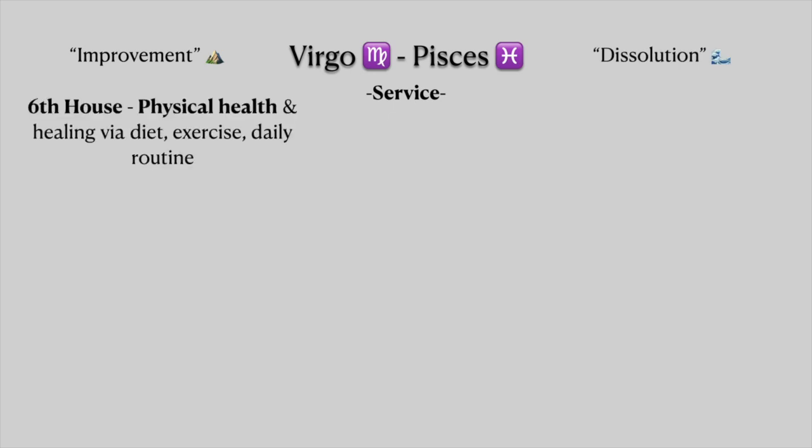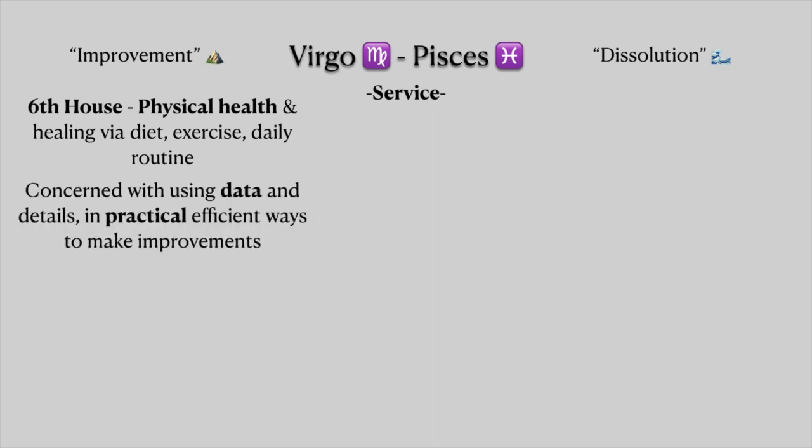Virgo and Pisces. The theme is service. Virgo is about improvement and the element earth. Pisces is about disillusion and the element water. Virgo rules the 6th house of physical health and healing via diet, exercise, and daily routine, and is concerned with using data and details in practical, efficient ways to make improvements.